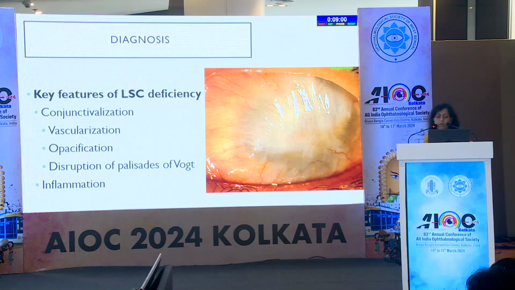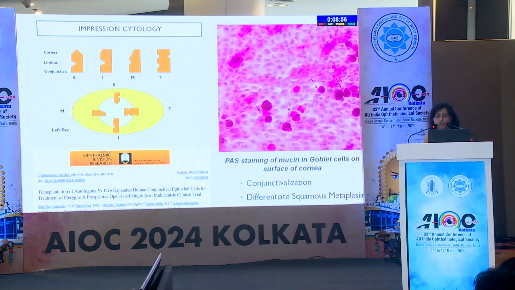So there are these classical features with opacification. There's a disruption of the palisades of Vogt. The other thing to look for is whether there's active inflammation. When talking about impression cytology, again, it's not something which will be accessible to everybody. You'll have to have a laboratory, and you'll have to have a pathologist who's cognizant with it. So if there is any need for anybody to verify, then you can make a marking on the filter paper strip, so that when you send it to the lab, they will know which part of the filter paper is indicating which side.